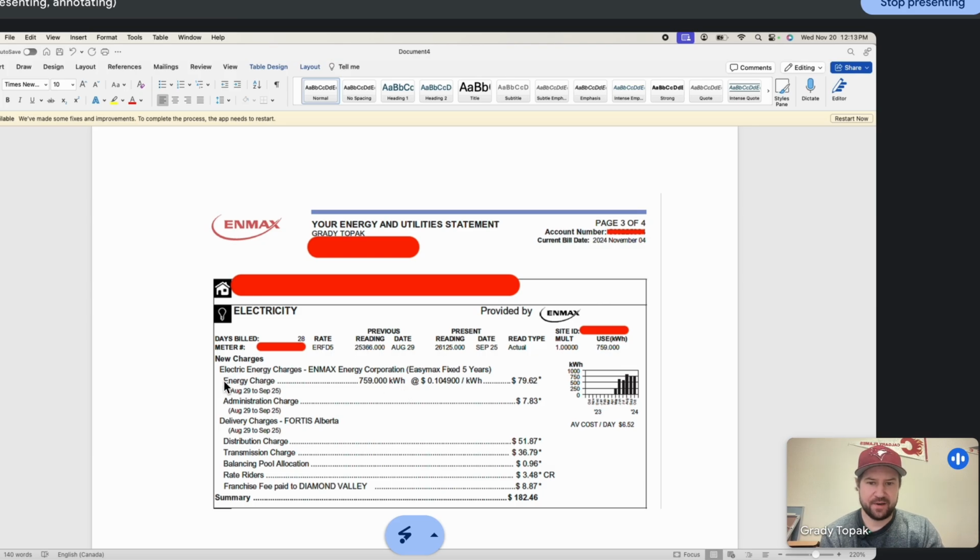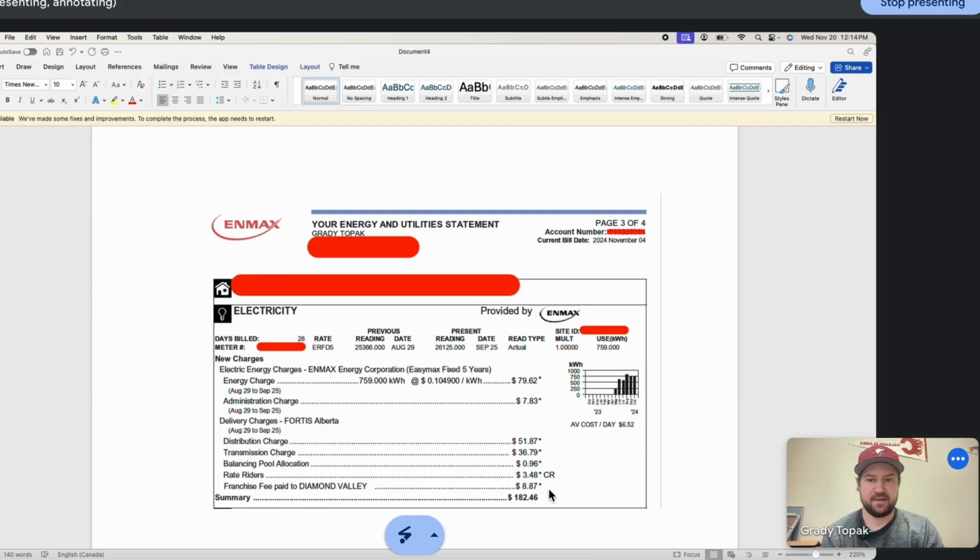When you look at the bill here, you see that there's the line item here of energy charge, where I'm on a 10.49 cent per kilowatt hour fixed rate over 5 years. I used 759 kilowatt hours at my home over the most recent month, and this resulted in an energy charge of just under $80 over the course of the month. Now, when we look at the full bill cost down here, you can see we're upwards of over $182.